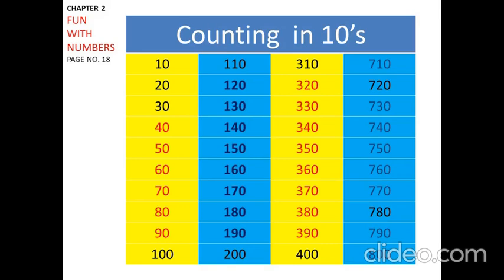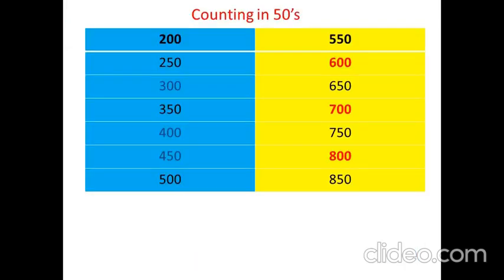Then on the same page, the next exercise is counting in 50. Here you have to add 50 each time. 200 plus 50, 250. 250 plus 50, 300. 300 plus 50, 350. 350 plus 50, 400. 400 plus 50, 450. 450 plus 50, 500.